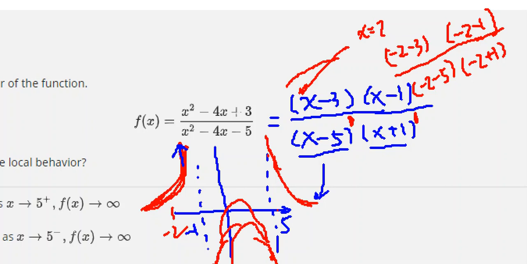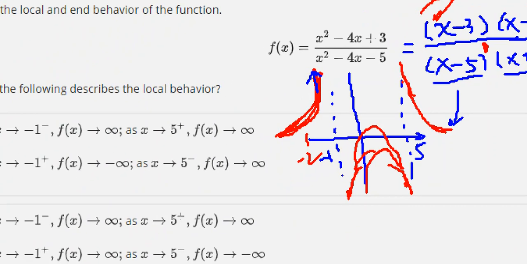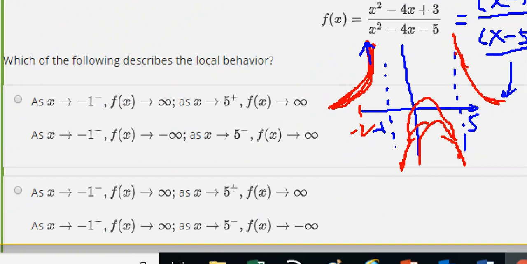So with this, I can discuss the local behavior. Let me take a look at the first one. When x is approaching -1 from the left, f of x is approaching infinity. That seems okay because that's what I see. When x is approaching -1 from the left side, this graph is going up, so this is okay. When x is approaching 5 from the right, f of x is going up. That's exactly what I see right here. When x is approaching 5 from the right, it goes up.